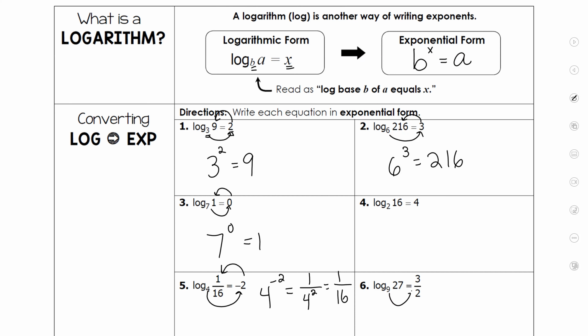9 to the power of 3/2. We can rewrite this as 9 to the power of 1/2 times 3. And if you remember, anything to the power of a half is the same thing as taking the square root of that number. The square root of 9 is 3, and 3 to the power of 3 is 27. Which is what I have there. Okay, so that is how you go from a log to an exponential form.